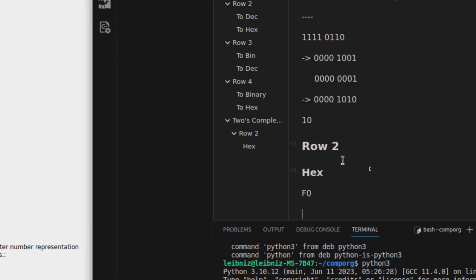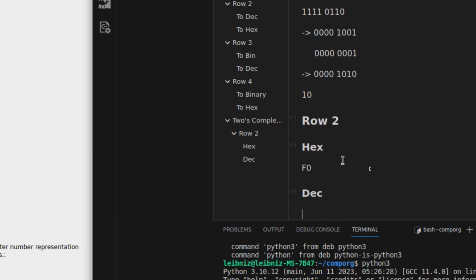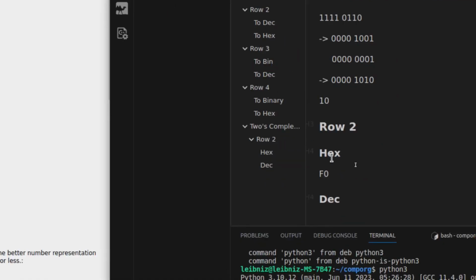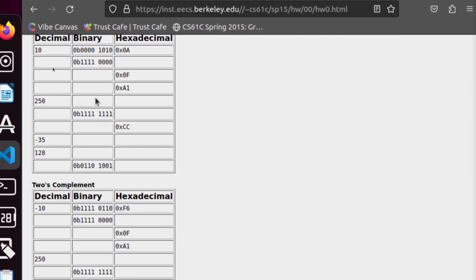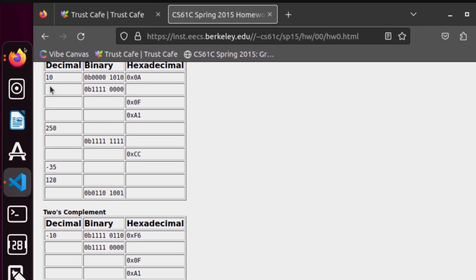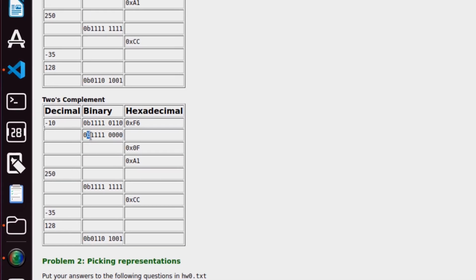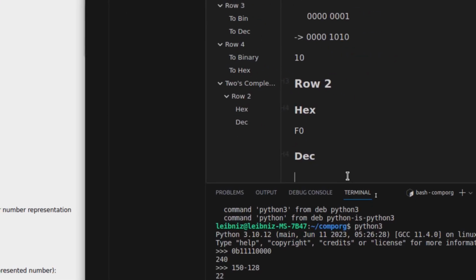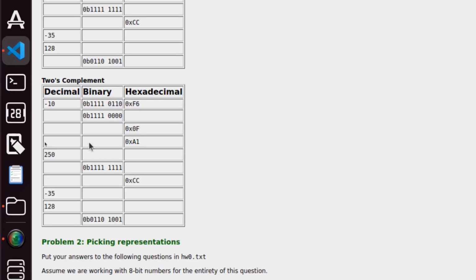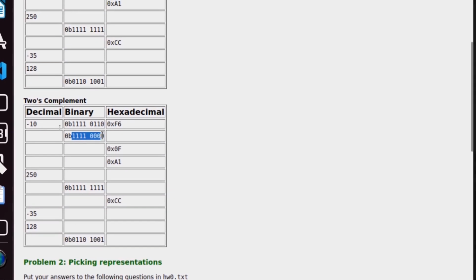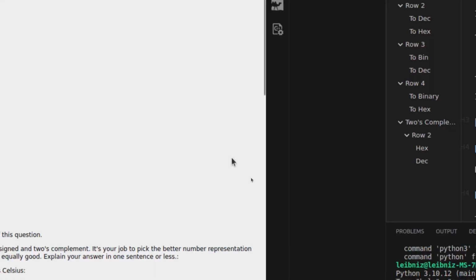And then for the decimal, let's come over here. Here we say, okay, the leftmost bit is a 1, so we know that this is going to be a negative number. So let's go ahead and write that down. It's going to be negative. And then we're going to find the negative of this number. So let's go ahead and take that.